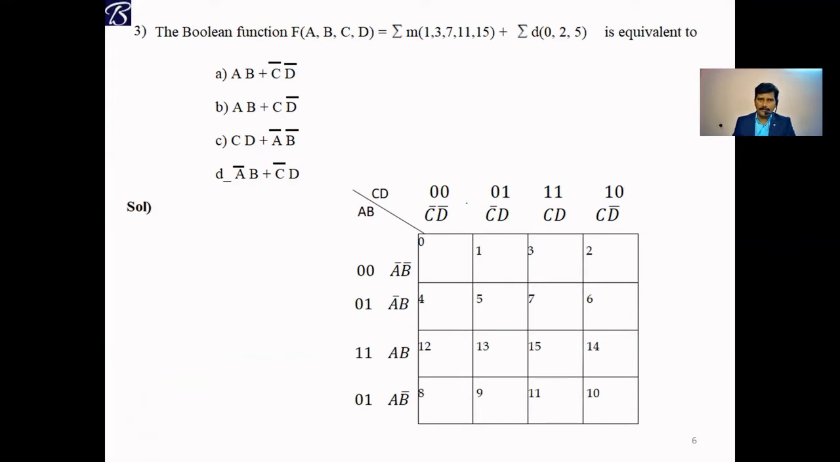Here a function is given which has four variables in SOP form. So let us try to minimize this one. This is 1, 3, 7, 11, 15 given, and 3 don't care minterms are given, that is 0, 2, 5. Now we need to minimize this one.